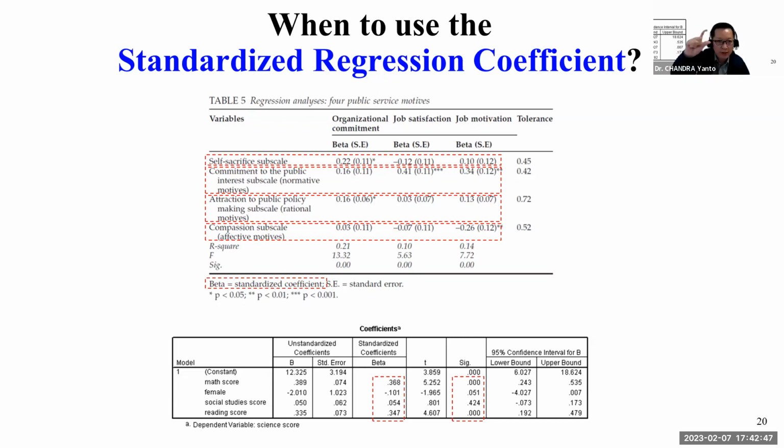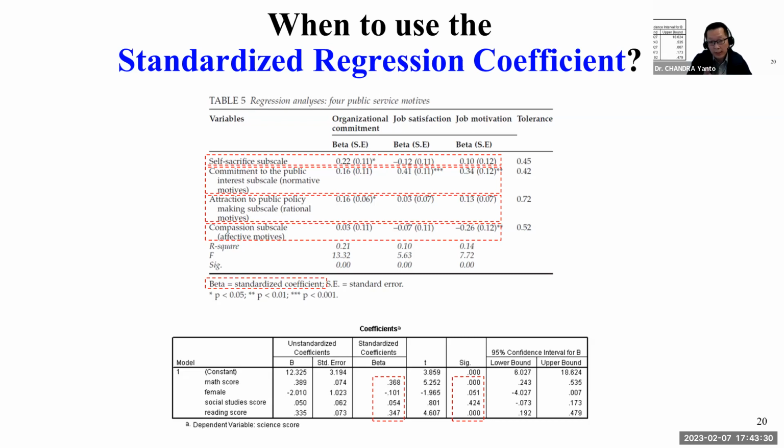And then they use this self-sacrifice subscale, commitment to the public interest subscale, attraction to public policy making, and compassion subscale. So they have these 4 different motives for public service to predict them. Look at that, because they use different scales, and some are normative, some are rational, some are affective. Their measurement format, let's say interval or metric or ordinal, whatever, or even 0 and 1 in terms of categorical measurement, you cannot easily compare this. So that's why, if you look at the table down there, their beta, they use a standardized coefficient.